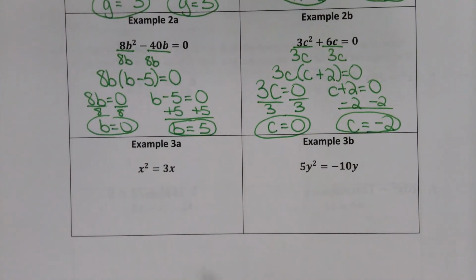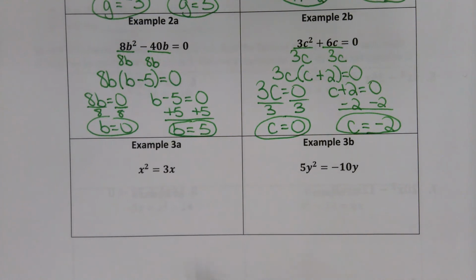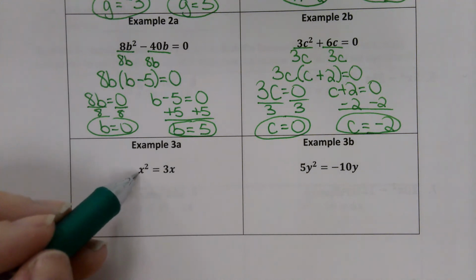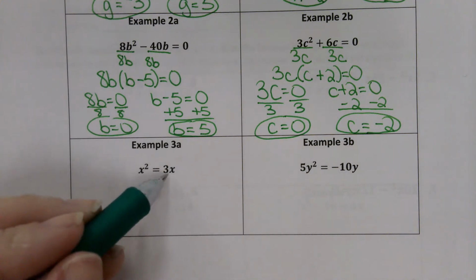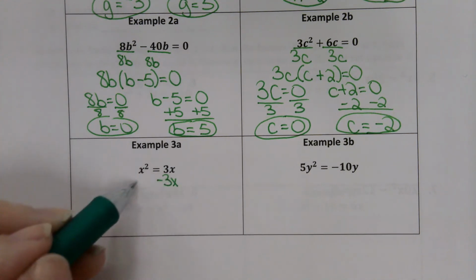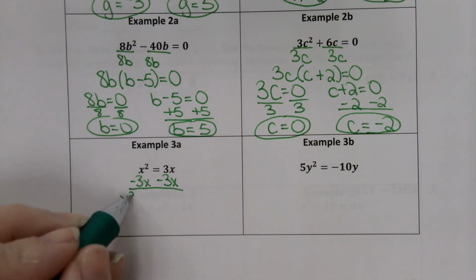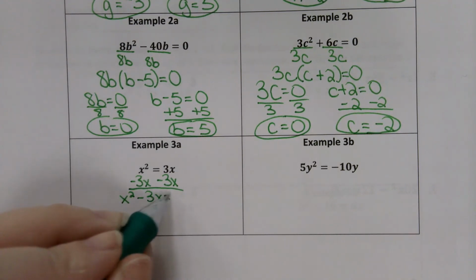For our last two examples, they look a little bit different because so far we have been given examples where the equation already equals 0. Now we have to actually make it equal 0, then factor, and solve. We always want the highest exponent term to be positive. So instead of subtracting x squared from both sides, we're going to subtract 3x from both sides. So x squared minus 3x equals 0.